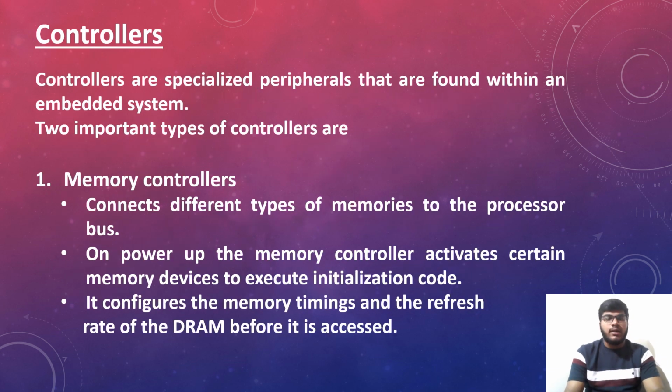So next, moving on to the next concept, controllers. Controllers are also called specialized peripherals that are found within an embedded system. Mainly there are two types of controllers, the memory controller and the interrupt controller. The memory controller connects different types of memories to the processor bus. On power up, the memory controller activates certain memory devices to execute the initialization code. It configures the memory timings and refresh rate of DRAM before it is accessed.